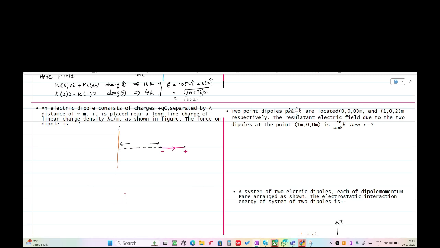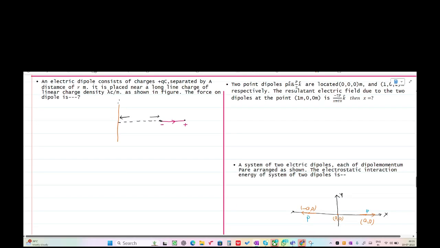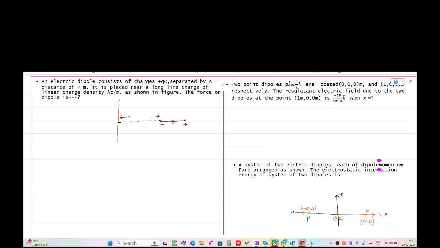So one dipole is there, as well as one infinitely long line charge of linear charge density lambda coulomb per meter. The linear charge density is given as lambda and the dipole moment is P, meaning P is equal to Q into 2L. I can take this distance as a, and the distance R meter is the distance from this charge to this one.